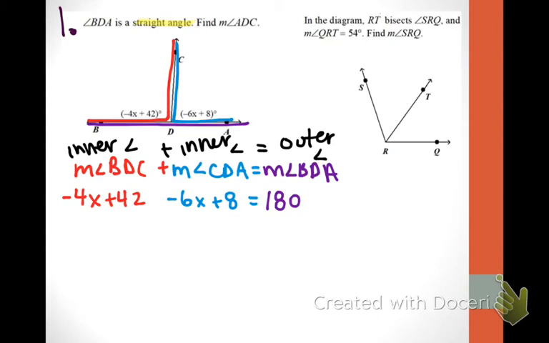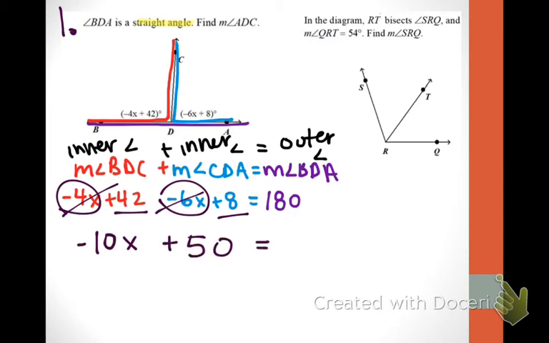So now we've got an equation. We've got negative 4x minus 6x. They're on the same side of the equal sign. So what do we do there? Combine them. What's minus 4x minus 6x? Negative 10x. Plus 42 plus 8. Plus 50. Good.